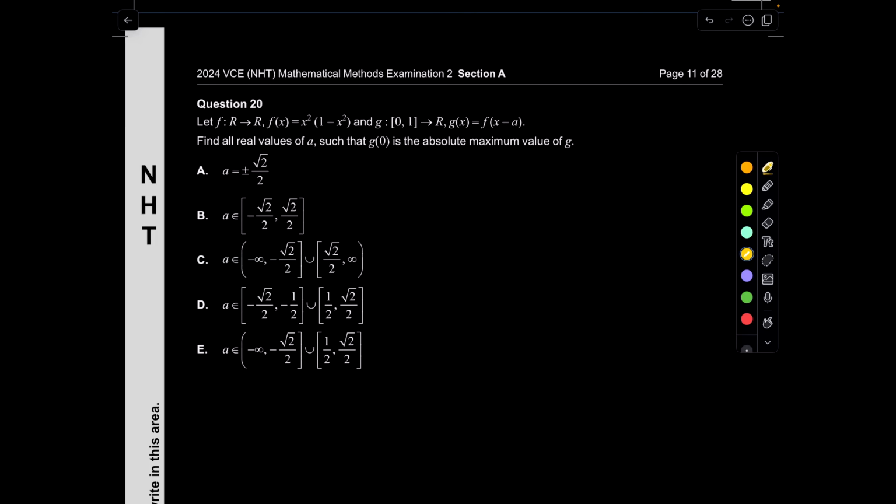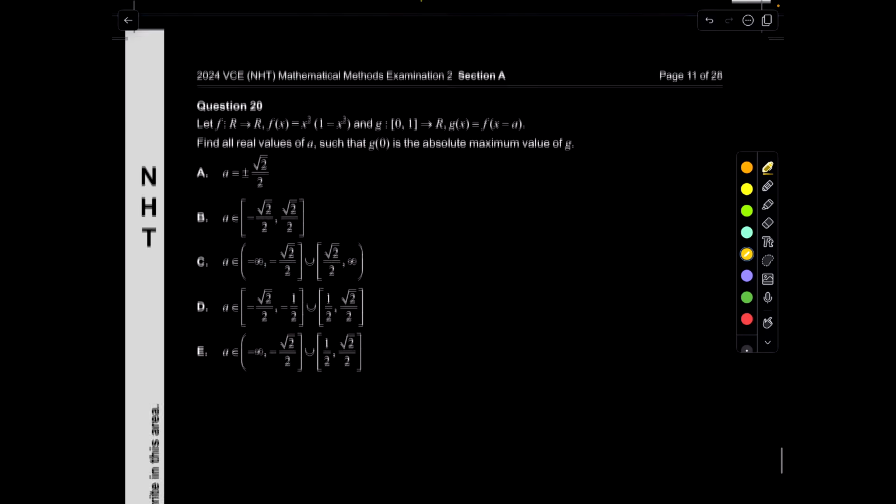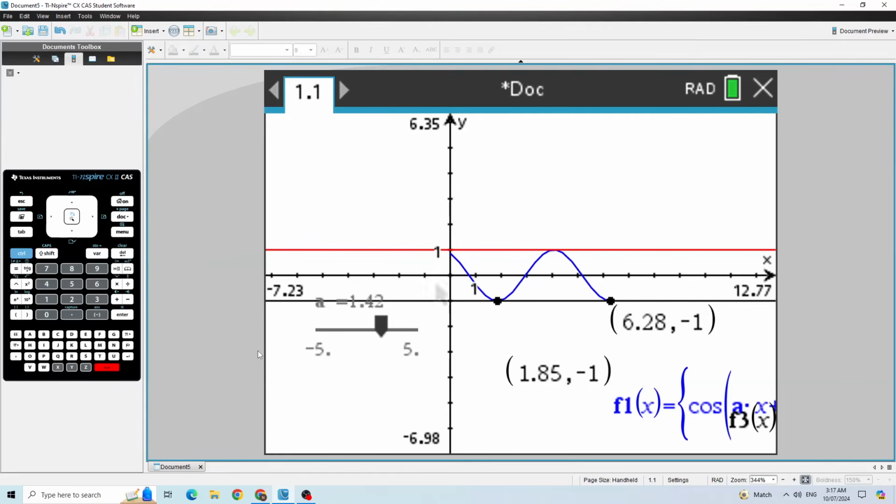So what we're going to do with our CAS is basically define this function, graph it, and play around with those a values that are given in our answers. So like the first part, let's see if that makes sense. Is g of 0 the maximum? If it's not, then cross it out and just do it one by one, and let's basically eliminate them. This is actually, for the last question, this is nice. Let's smash it. So I'm going to go to my calculator.